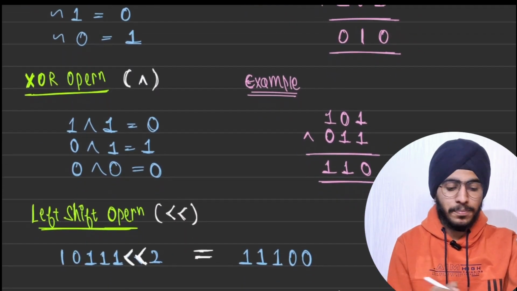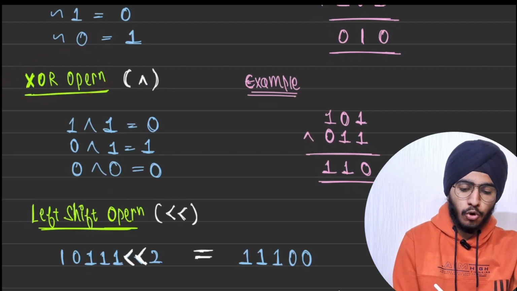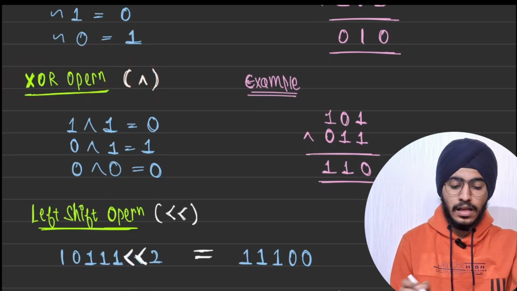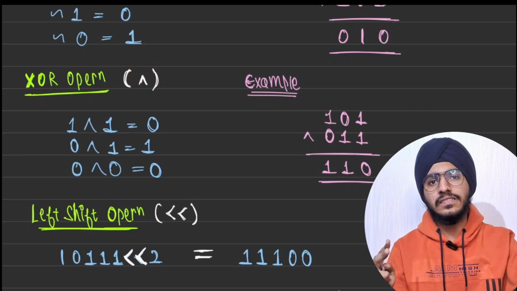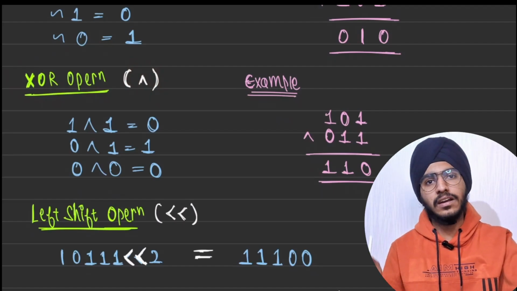Let's jump to the next bit operation, that is the XOR operation. The XOR operation is represented by this symbol. It says that if 2 bits are the same, we will get 0, otherwise we will get 1.